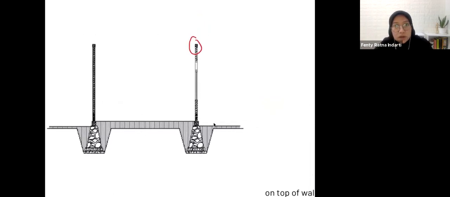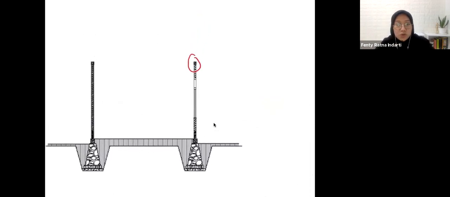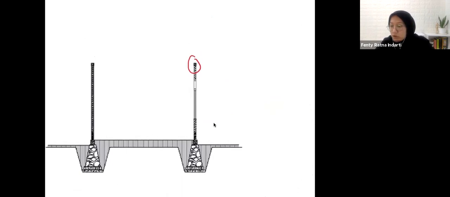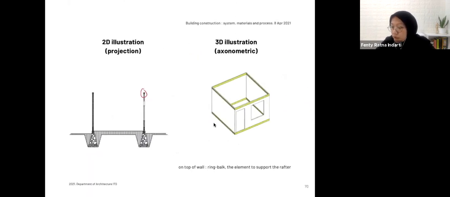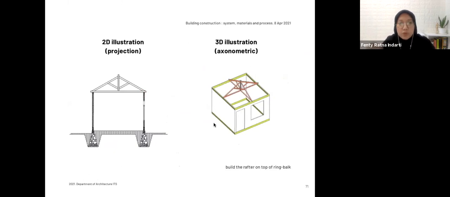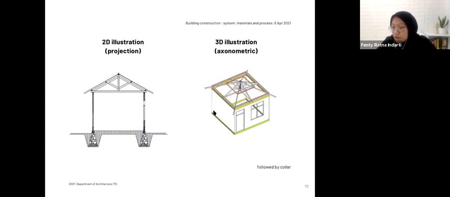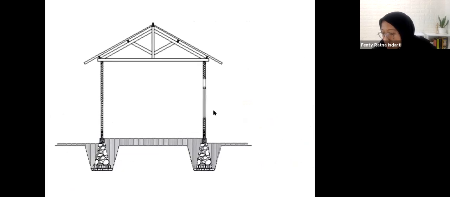So those are the structures that you are going to use to support the rafter on top. And then next you have the rafter itself, just put it on top. And then after that you add the hip, but the hip is like this. And then after the hip you have the batten, actually. Oh, the collar here is the collar. This part, I mean.